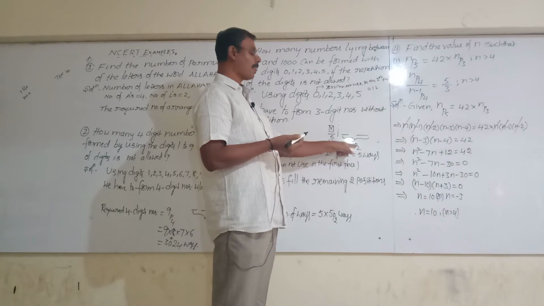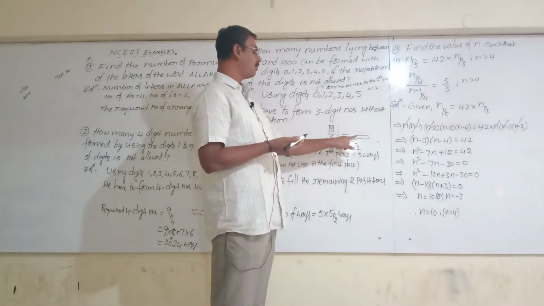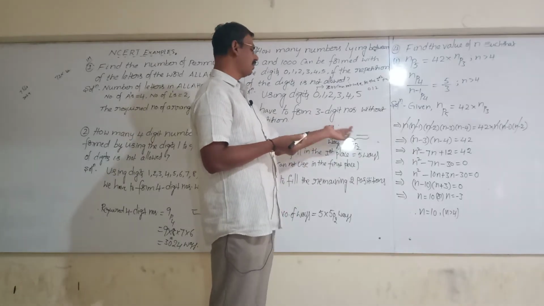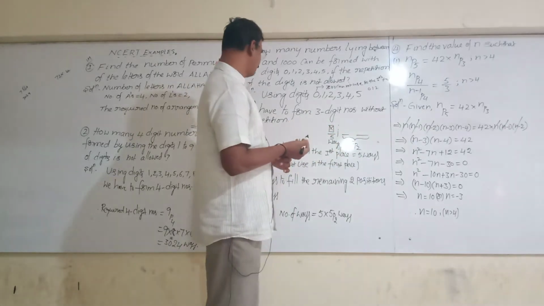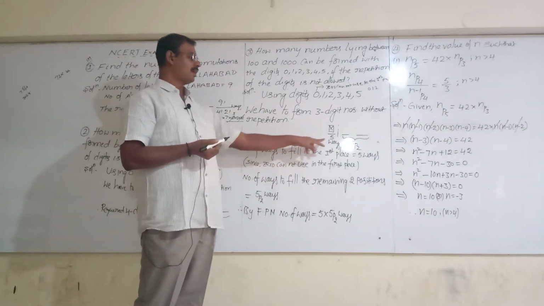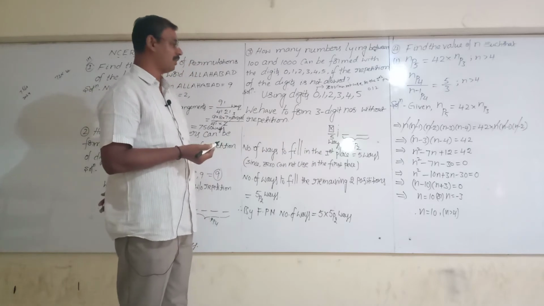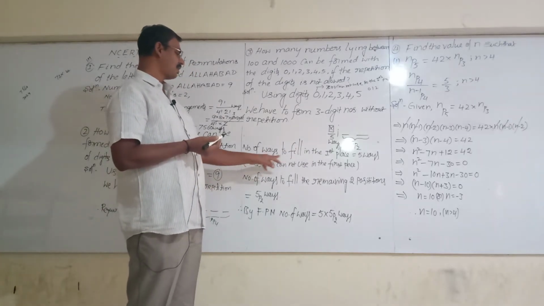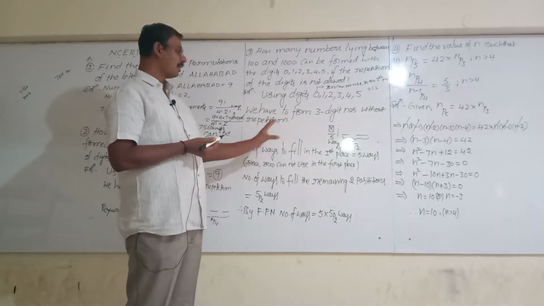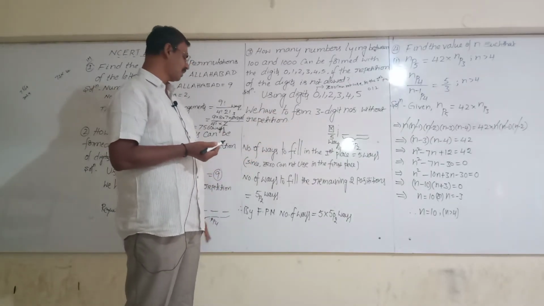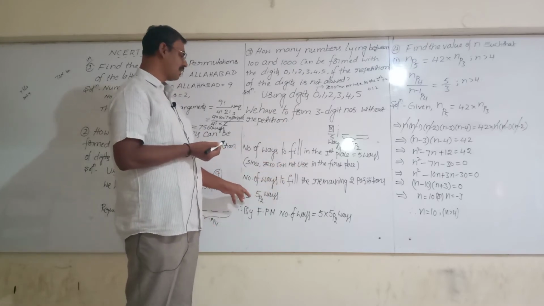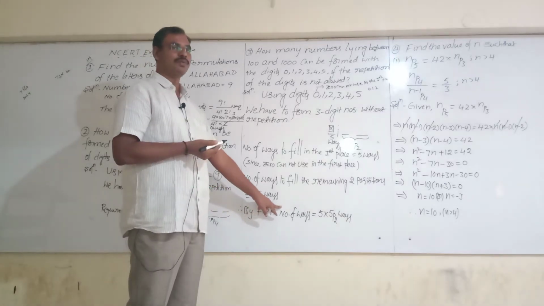So 2 positions, 5 numbers are filled in 5P2 ways. This is the basic formula. Or else you can do it by the counting principle method. Number of ways to fill the first place equals 5 ways, since 0 cannot be used in the first place. Now I have 5 digits and 2 positions. Number of ways to fill the remaining 2 positions is equal to 5P2 ways.